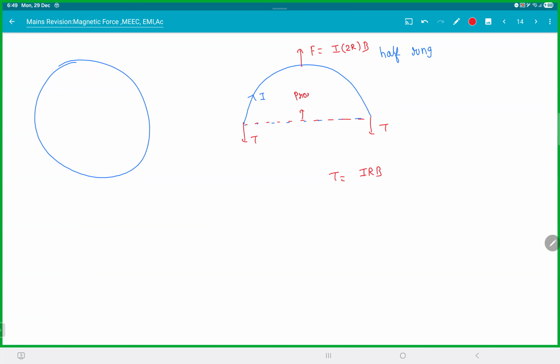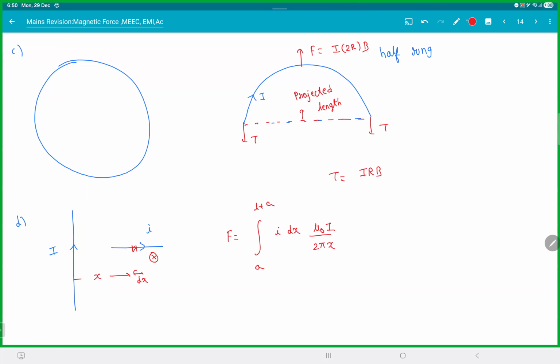This is I. This is small I. At a distance x, take a thin piece dx. So the force acting will be integral I dl, which is dx. The magnetic field will be mu naught capital I by 2 pi x. The limits will go from A to D plus A, or L plus A, whatever is the distance given. And how will the force be? The magnetic field is this way, so the force will be up.